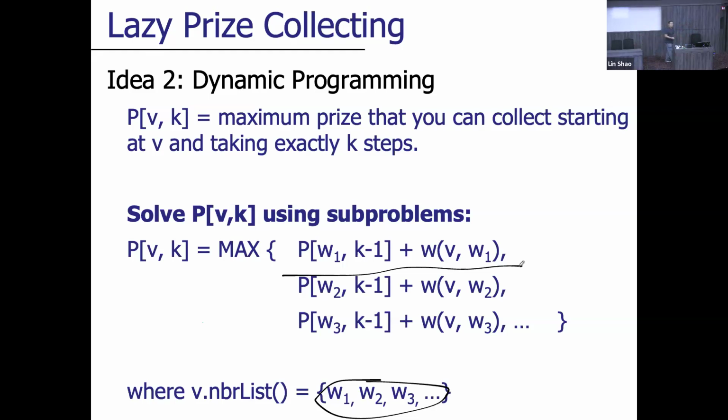And remember the definition of P(V,K) is the maximum prices you can collect starting from V, right? What we need to do is loop over all the possible paths, starting from node V across each possible neighborhood node, like W1, W2, W3, and just select the maximum price, right? That is how we're going to solve this P(V,K) using these subproblems. All right, are you all good about this? Okay.